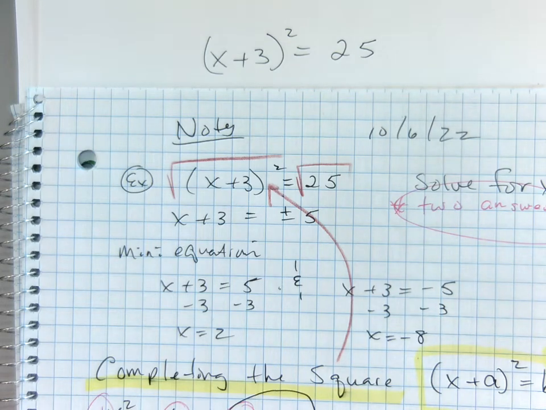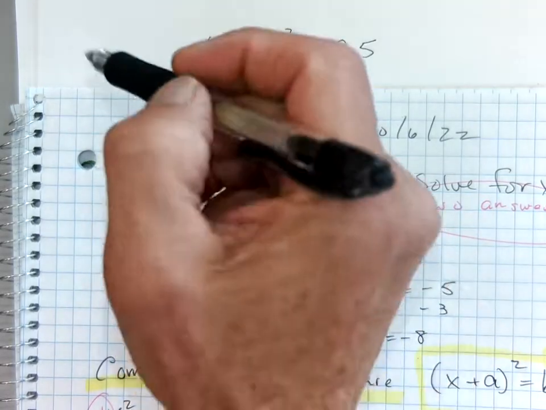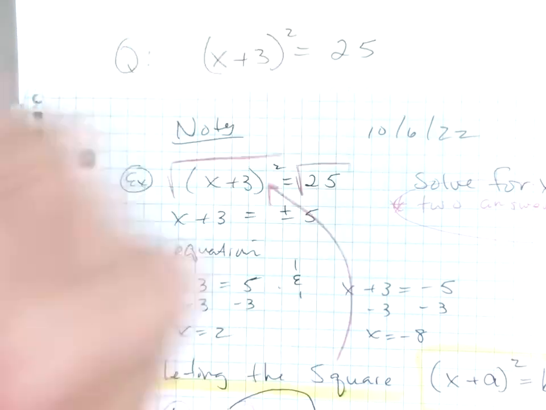Okay, let's go ahead and summarize what we learned today. So, lesson 5.2 in our book, and it's all about completing the square. I start off with this question. Okay, here's my question. Solve for x.